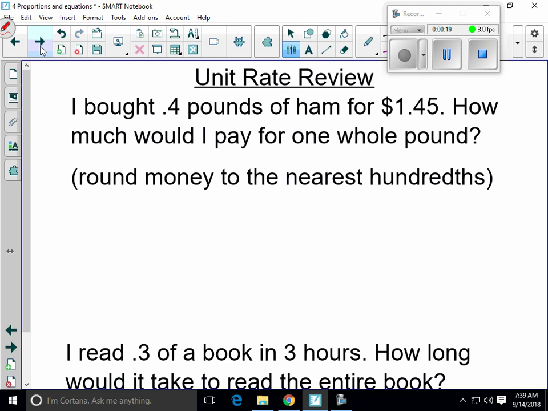Okay, let's review. We'll do 2 unit rate questions, and then we'll jump into proportions. For unit rate, you're looking at your original problem. I bought 0.4 pounds of ham for $1.45. Now that order is not important. That last sentence is important. It's going to tell me what I'm looking for. How much would I pay for 1 whole pound? I'm looking for the unit rate for 1 pound, or for each pound, they may say. They may say each, or they may say per pound. I'm trying to turn that number into a 1, that's going to be my denominator, per pound.